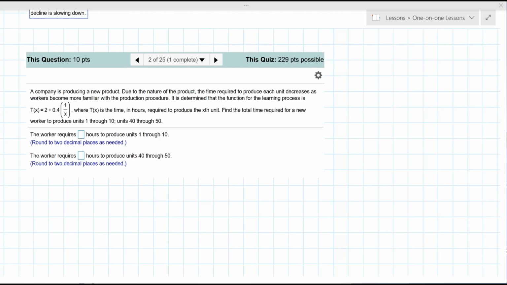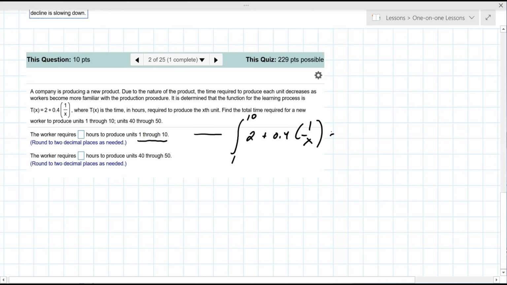Okay, to produce units 1 through 10, I believe what they're asking you to do is the integral from 1 to 10 of 2 plus 0.4 times 1 over x dx. And this you can put in your calculator.